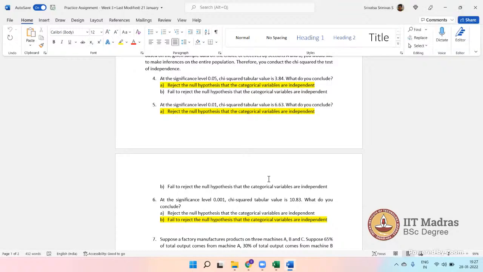Sir, but if the chi-square test value is given and the calculated value is given, then how can we conclude about the confidence level? Is it 0.5? When I give you the tabular value, it is for a certain confidence level with certain degrees of freedom, right? Read the question. At a significance level of 0.05, the chi-square tabular value is 3.84. So the 0.05 will give you that confidence of 95% confidence or significance level of 5%.